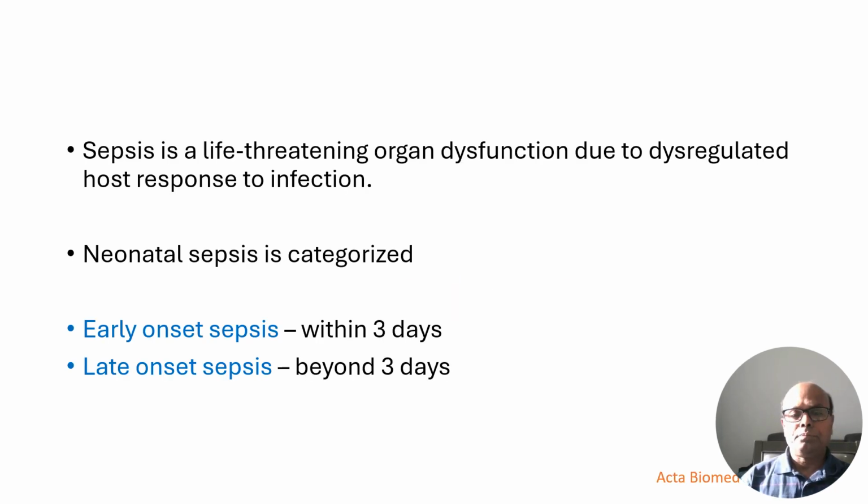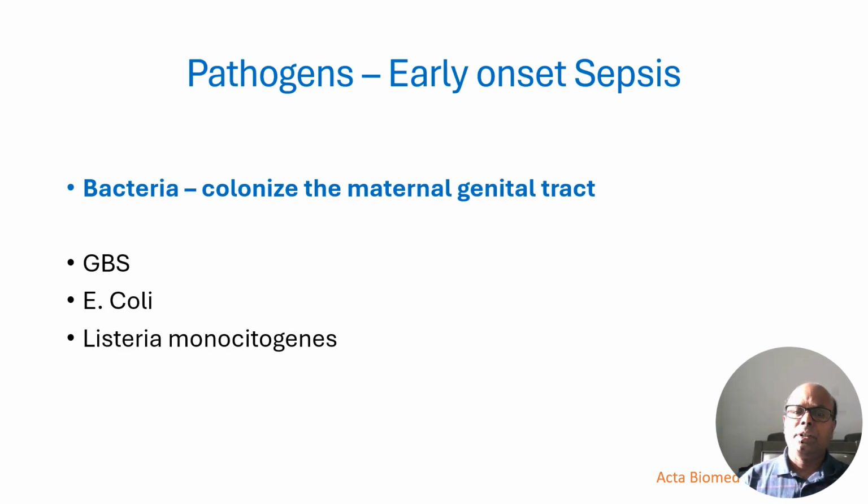Let's move on to septic shock. Sepsis is a life-threatening organ dysfunction due to dysregulated host response to infection. In neonatal sepsis, there are two groups. One, early onset sepsis, that means sepsis happening within 3 days. If the sepsis happens after 3 days, that is called late onset sepsis. The pathogens are very different between early onset sepsis and late onset sepsis.